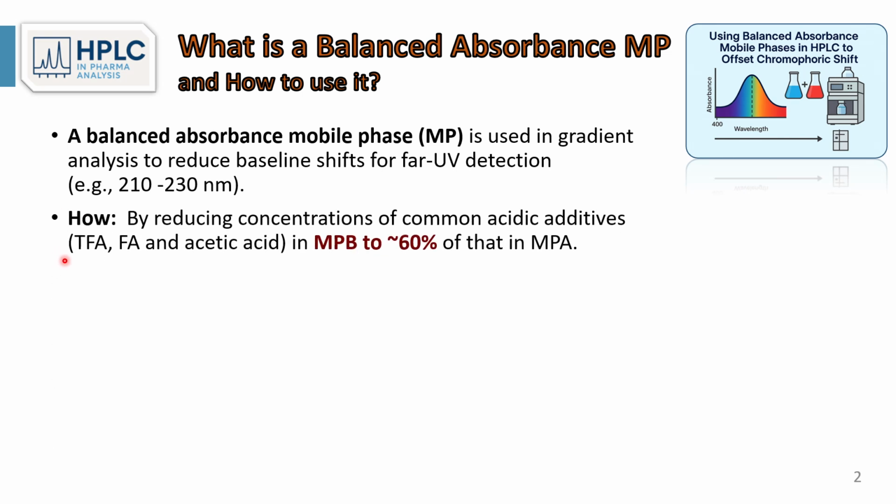How do you do that? You do it by reducing the concentration of the common acidic additives such as TFA or trifluoroacetic acid, formic acid or acetic acid. You reduce the concentration in mobile phase B to about 60% of that in mobile phase A.